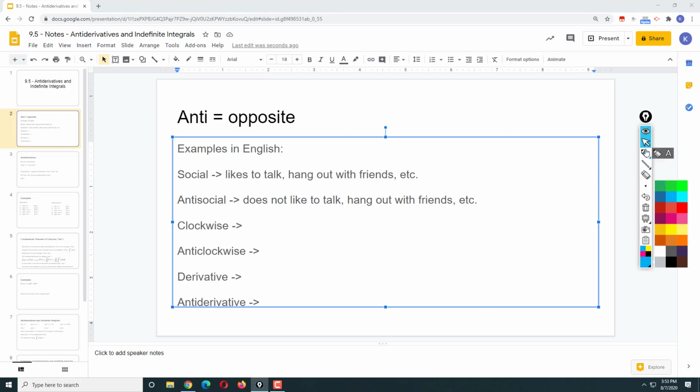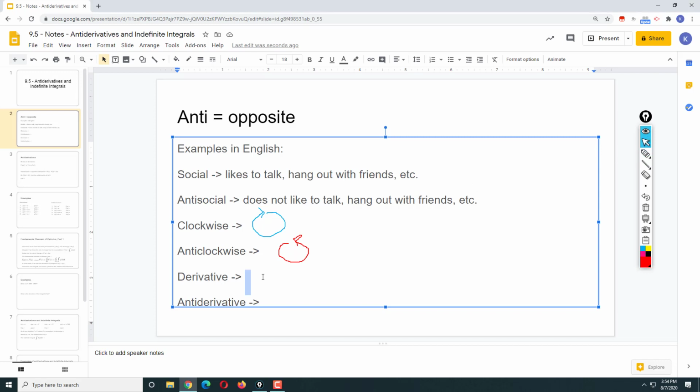Clockwise is the direction of our clock from 12 to 1 to 2 and so forth. So if we start on top and we make a circle, clockwise means we go right and then down and then left and then up. Anticlockwise is the opposite. We go the other way. So we go left first and then down and then right and then up.